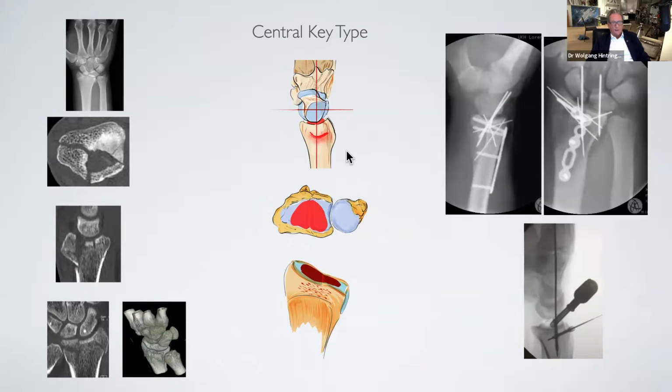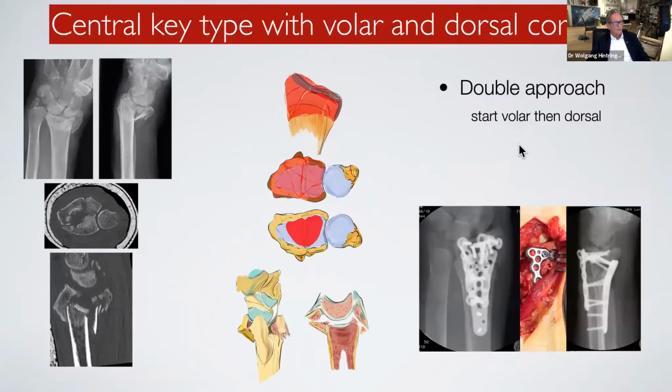A central key type, if you cannot reduce it percutaneously, then it's sometimes better to go in from dorsally, because you have here a good direct view of the articular surface, but you have to take care not to devascularize these fragments with your access, and then get a beautiful X-ray and further on, but necrosis of the fragments.